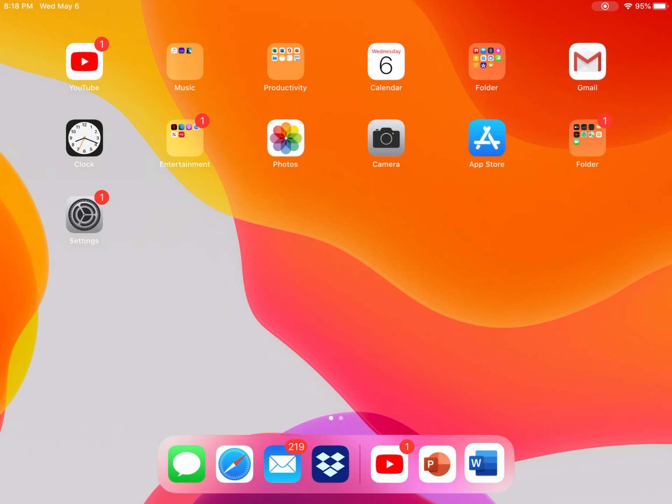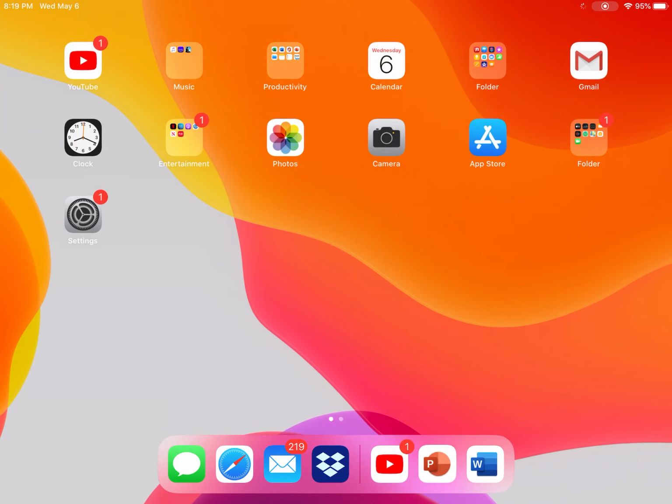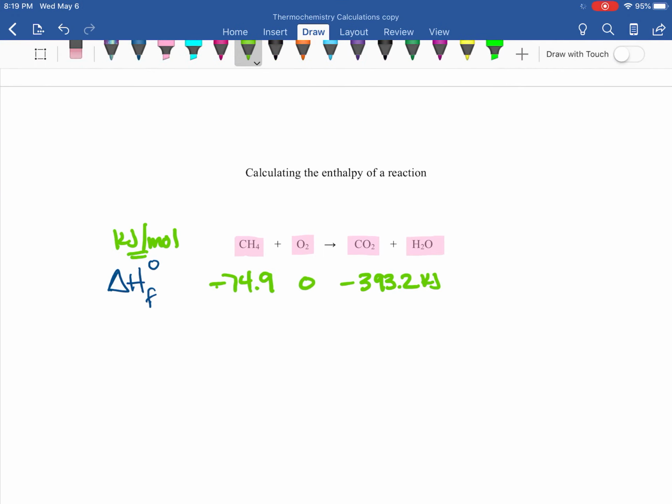Okay, and then what about water? Let's find water. Where's water? Don't tell me to pick the only table in America that doesn't have water. Here it is. Gas or liquid, which one are you going to pick? I'm going to pick gas. I would normally tell you which one. If I don't tell you, it doesn't matter. But in this case, since we're lighting something on fire, you're going to produce a gas. You're going to produce steam. So minus 241.8. Let's write that down. Again, that is kilojoules per mole.